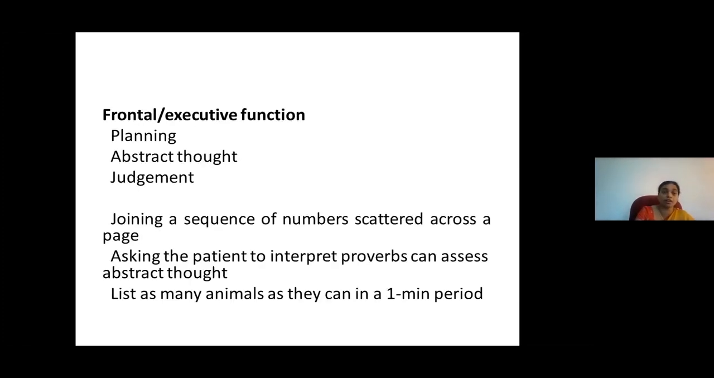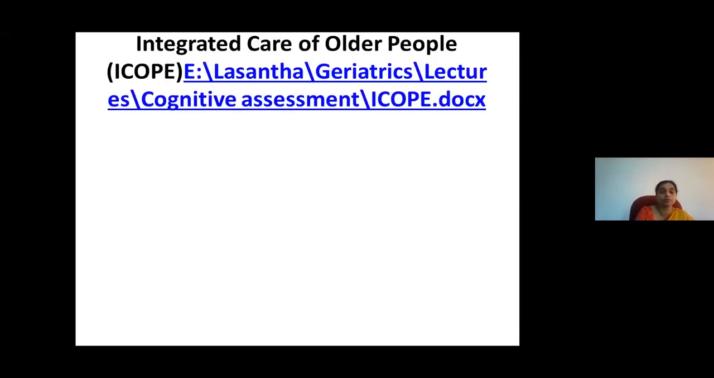And frontal executive function, planning, abstract thought, judgment, we assess in different ways. I just want to tell you we also need to use these to assess isolated areas of cognition. So asking the patient to interpret a proverb can assess abstract thought. In our clinic we use that. We just ask a proverb and ask them to interpret it.